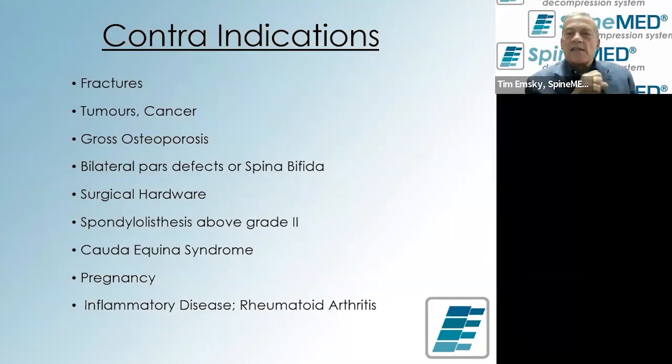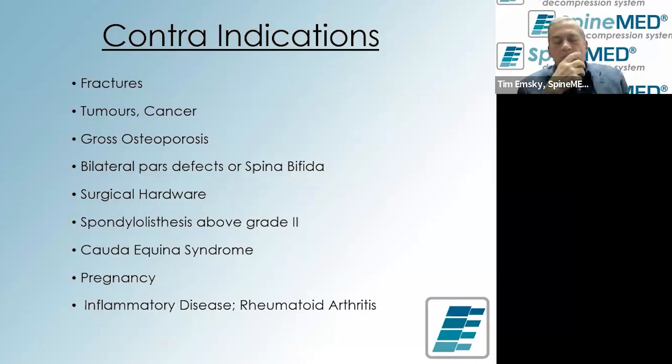Contraindications are essentially instabilities in the spine. Fractures unhealed, so less than 6 months. Tumors, of course, cancer. Now, gross osteoporosis, if you have a T-score, the cutoff is minus 2.5, which is about 65% bone density. Anything beyond that would be a contraindication. Bilateral pars defects, spina bifida.